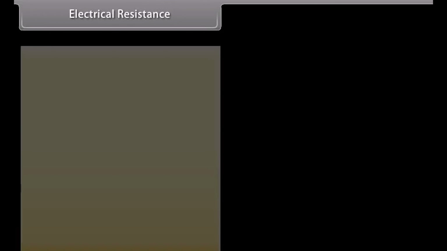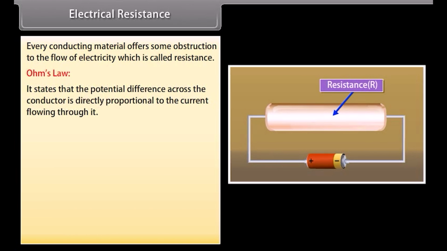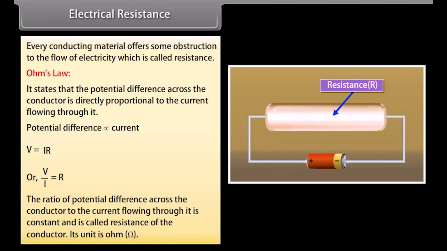Electrical resistance. Every conducting material offers some obstruction to the flow of electricity, which is called resistance. Ohm's law states that the potential difference across the conductor is directly proportional to the current flowing through it. V = IR, or V/I = R. The ratio of potential difference across the conductor to the current flowing through it is constant and is called resistance of the conductor. Its unit is ohm.